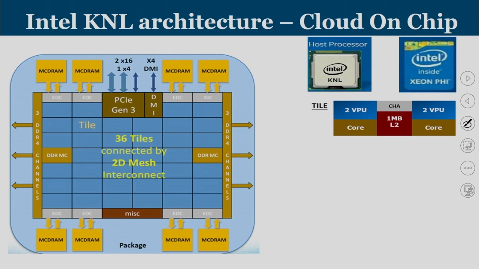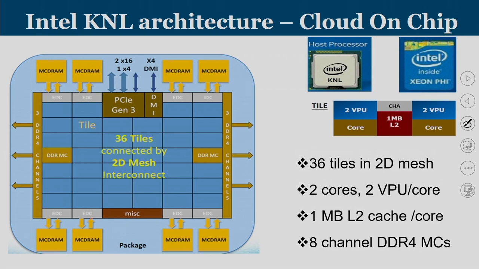It's also known as Intel Xeon Phi, which has a total of 36 tiles organized as a two-dimensional mesh. So, you can see that it is 6 × 6, 6 row-wise and 6 column-wise. In each tile, you have 2 cores, and it's basically 2 virtual processing units per core. So, altogether 4 virtual processing units per core. You have 1 MB of L2 cache per core and 8 channels of DDR4 memory controller. You can see that these are all the memory controllers on both sides. This is a very common TCMP, tiled chip multi-core processor, that is there in the market.